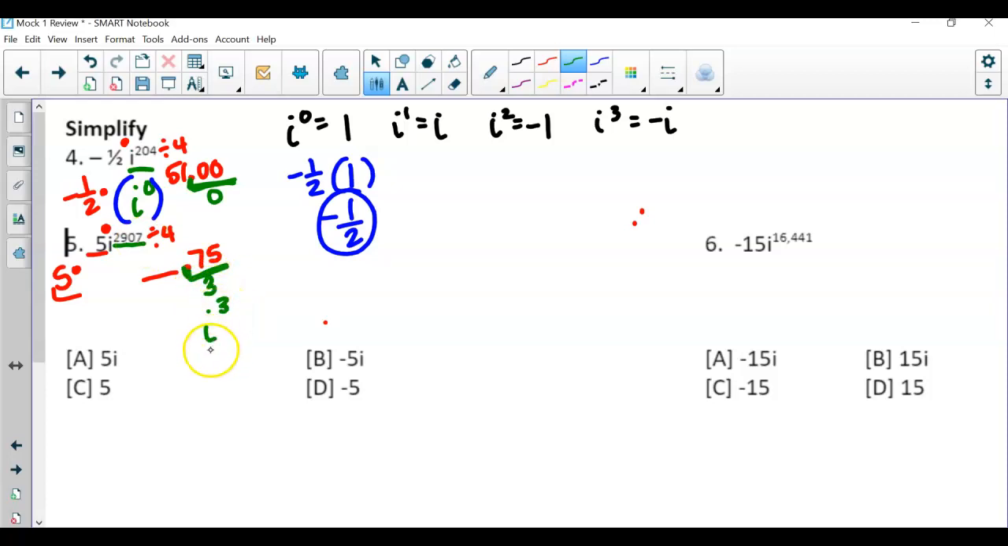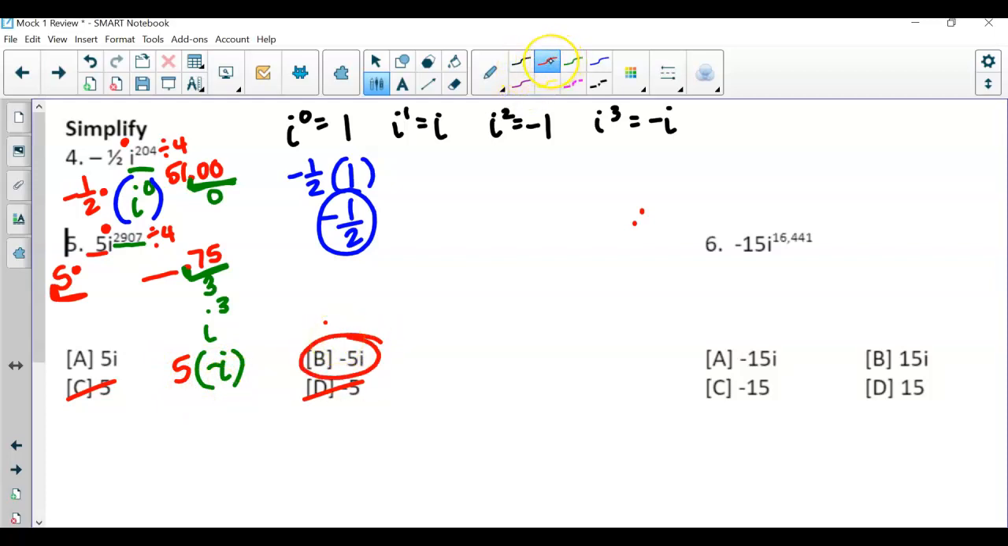Then go back to the pattern. What is i to the third power? Negative i. Now let's continue. Remember, because we're multiplying by 5, 5 times negative i. Now notice we still have i in our answer, so it's not going to go away when we simplify. So I'm going to mark off C and D because they got rid of the i. But positive times a negative is a negative 5i. So that's why the answer is B.